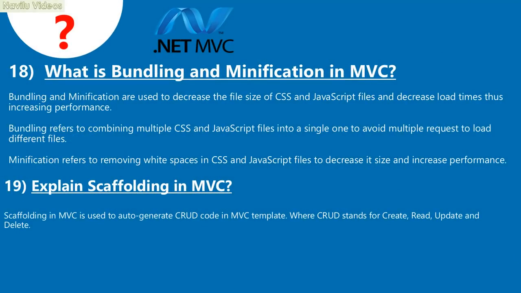18. What is bundling and minification in MVC? Bundling and minification are used to decrease the file size of CSS and JavaScript files and decrease load times, thus increasing performance. Bundling refers to combining multiple CSS and JavaScript files into a single one to avoid multiple requests to load different files. Minification refers to removing white spaces in CSS and JavaScript files to decrease their size and increase performance.